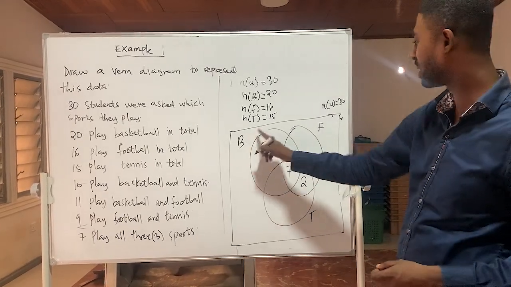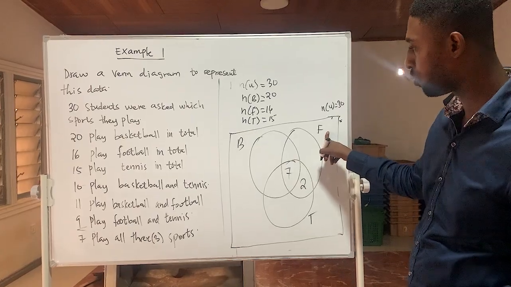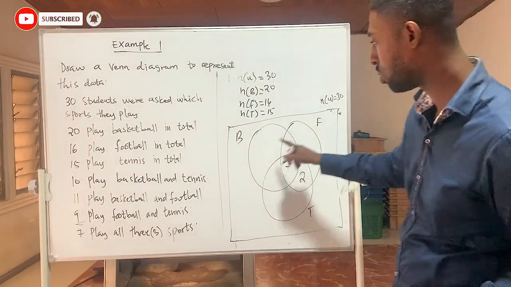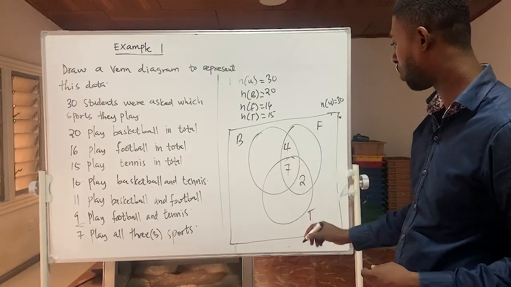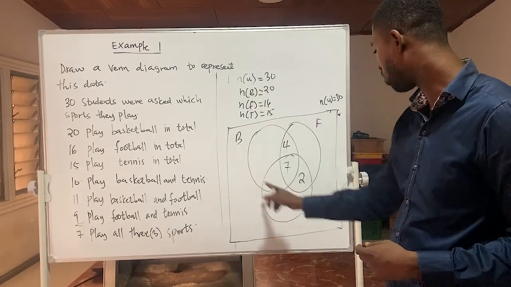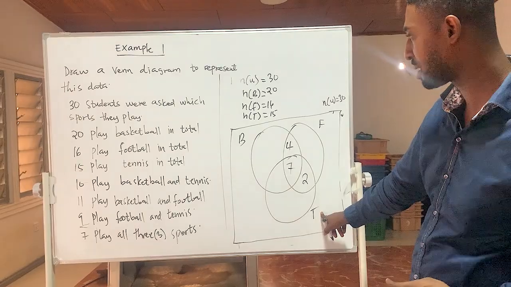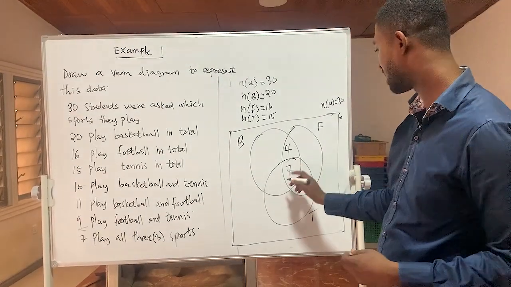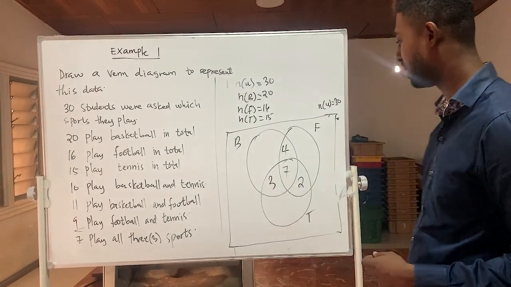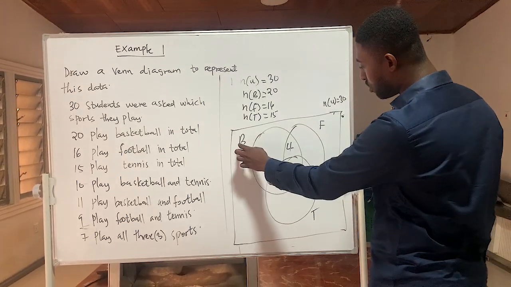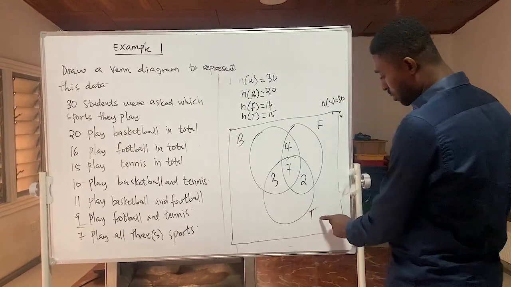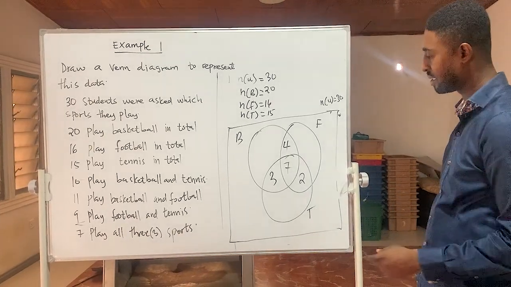Then this is basketball and football. So for basketball and football, we have 11. If I take 7 out, I'm left with 4. Then this is basketball and tennis, which is 10, and I will take 7 out, it will be left with what? 3. So 3 represents students who enjoy only basketball and tennis.